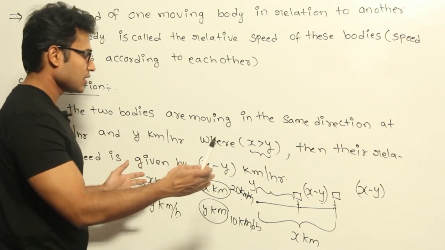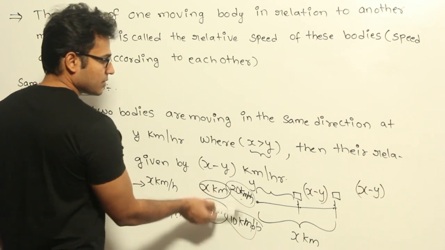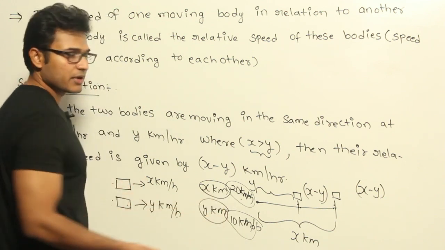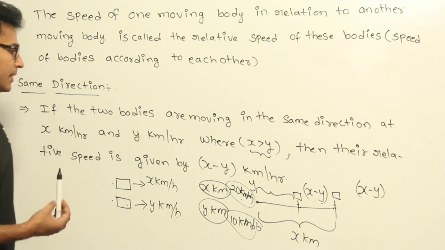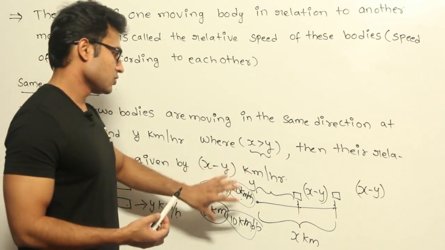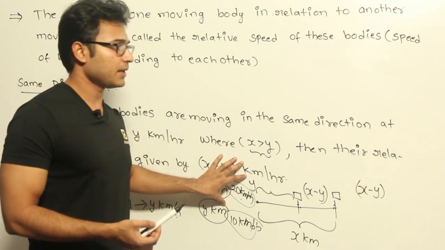Therefore the distance between them is growing at a rate of 10 kilometers per hour, which means higher minus lower divided by 1 hour, kilometers per hour. Okay, so that is how the relative speed can be visualized in the case when they are moving in the same direction, right?